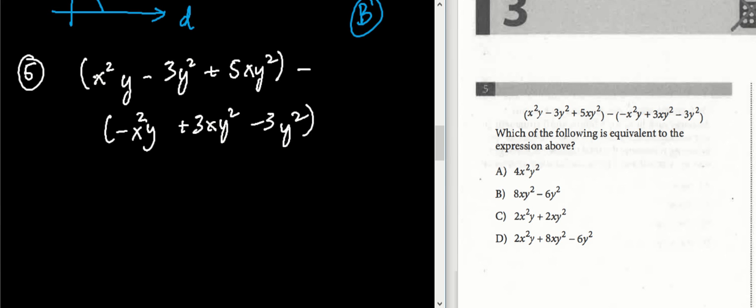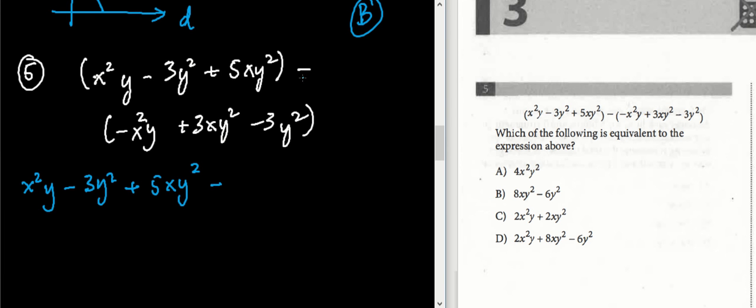I think if you're not comfortable doing this kind of math in your head, that's totally fine. I would just say go through this practice and actually distribute this negative across your parentheses and then combine like terms. So this is the process you can follow. It's very systematic and it's consistent. You can use it anytime. So we'll just write out the terms in the first parentheses again. So we have x squared y minus 3y squared plus 5xy squared. And now we're going to distribute our parentheses.